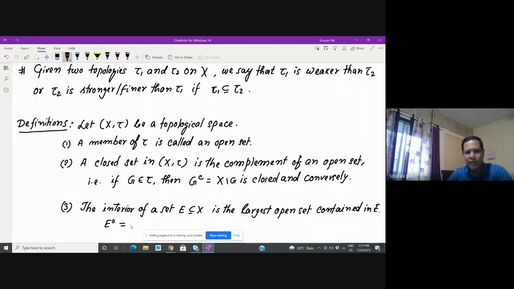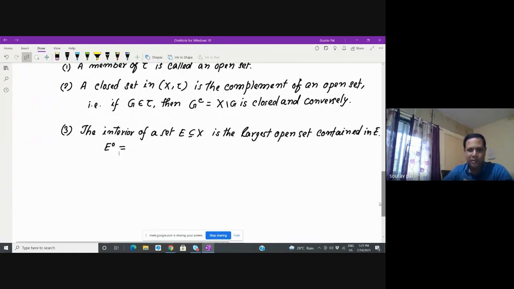What is that? This is actually the union of all open sets which are contained inside E. This is needless to mention; you can see it clearly. This is equal to the union of all G belongs to tau, G is contained in E. So this is what is called the interior of a set. That is the largest open set contained in E, which is the union of all open sets contained in E.